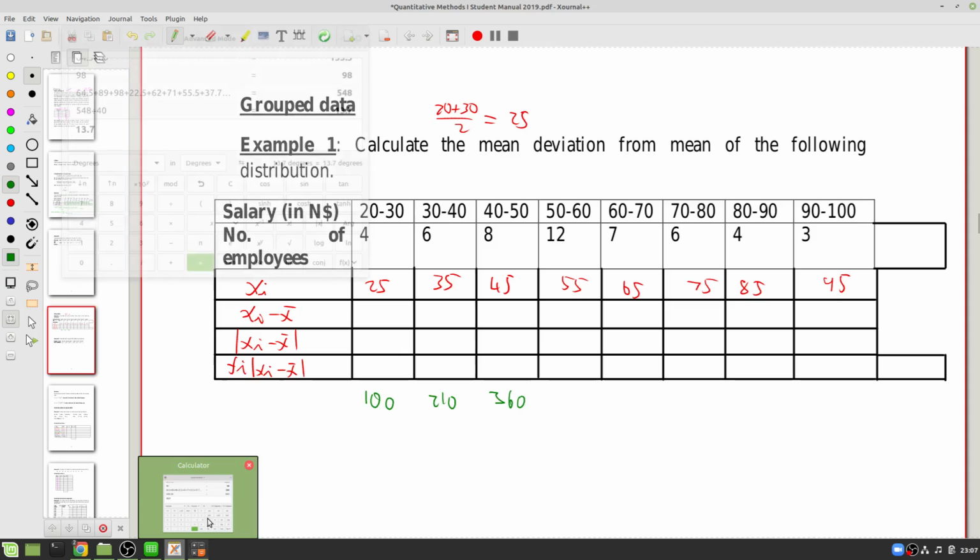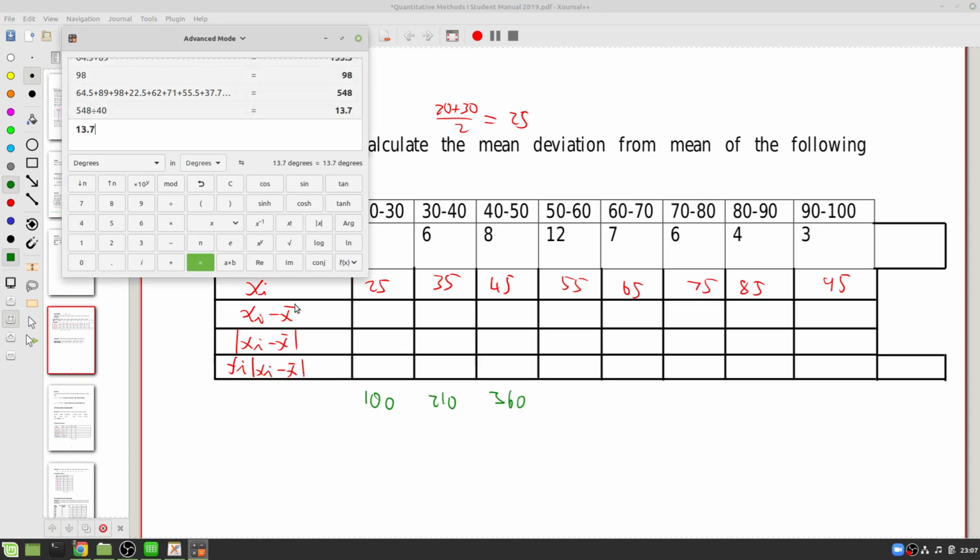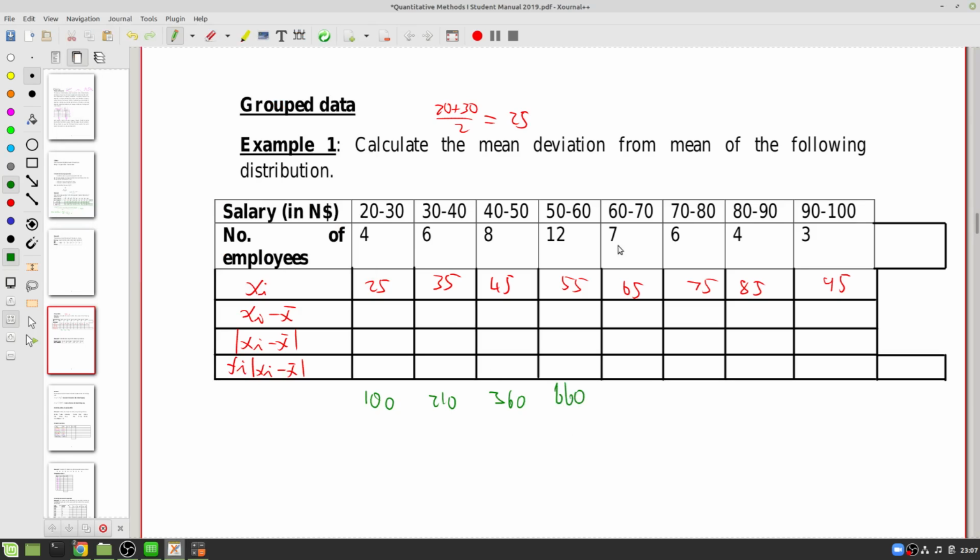12 times 55. Sorry, I'm having a bit of a sneeze here. Okay, 12 times 55 is 660. 7 times 65. 7 times 60 is 420. 7 times 5 is 35. So 420 plus 35 is 455. 6 times 75. 6 times 70 is 420. 6 times 5 is 30. So 420 plus 30 is 450.